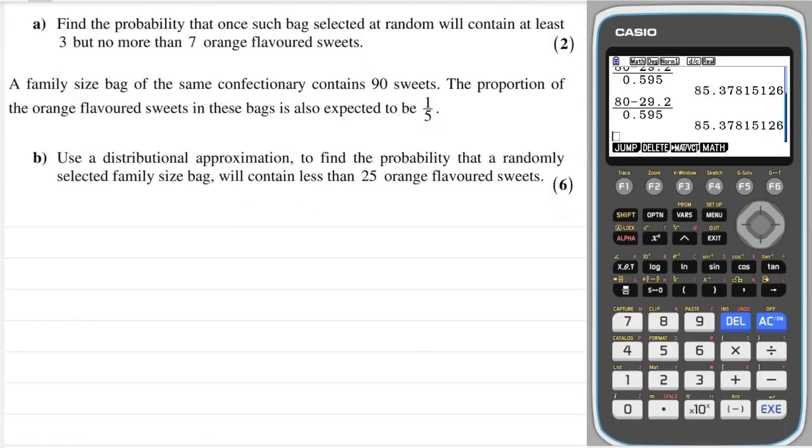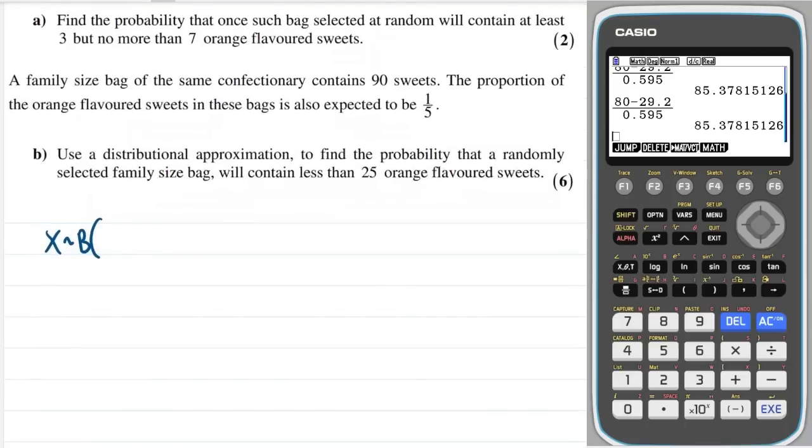Okay, so this is binomially distributed because it's either orange or it's not, and we're told that there are 20 sweets to select from, and the probability is a fifth. And we need to work out the probability that X is at least 3, but no more than 7. So that means that it can be 7, but can't be more than it. And at least 3 means that it can be 3, but it can't be any less than that.